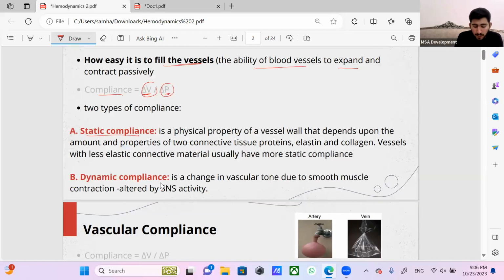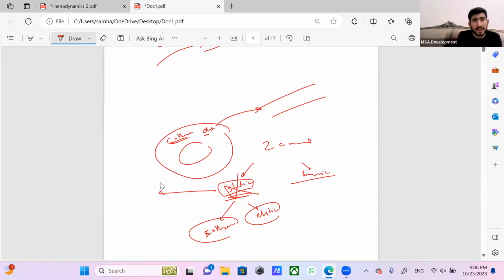Static compliance is a physical property of a blood vessel that depends on the amount and properties of two connective tissues. They are elastin and collagen. Okay, so for the last time, static compliance is a permanent compliance that is present all the time, because it's related to two things that are present all the time, elastin and collagen. Once we lose these connective tissues, this compliance will be affected permanently. It won't change again. We can't revert it back to how it was.